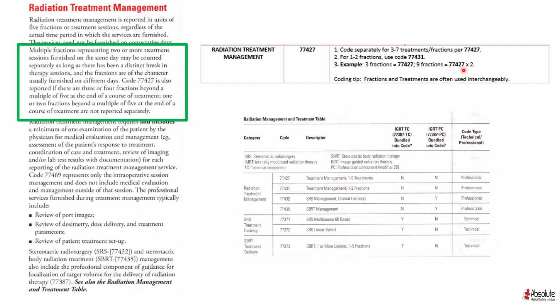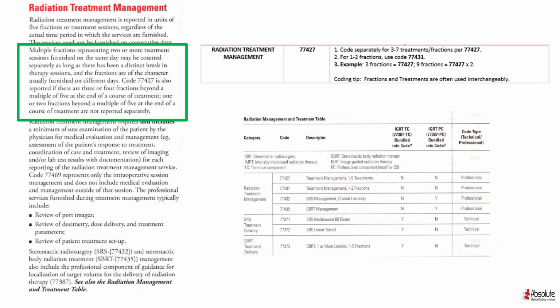And if you need me to explain it, it's just basically they're saying, hey, if you deliver 5 treatments, you use 77427. However, if you have to go 1 or 2 fractions beyond that 5 treatments, don't code it separately. It's bundled. So in other words, you can have up to 7 treatments. And that's pretty much it. And coders, it took me a while to understand it. So if you need to, revisit what I'm saying, definitely press rewind.